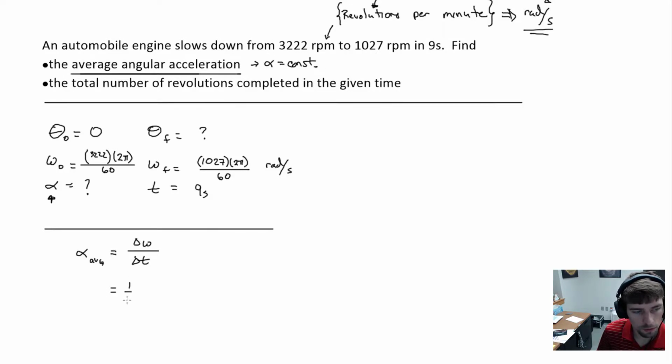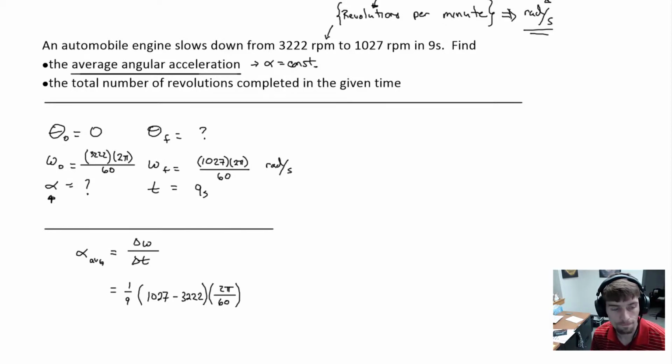Well, let's go ahead. We get alpha equals, well, this is 1 over 9 seconds. And what I'll do is I have 1027 minus 3222, and that quantity multiplied by 2 pi over 60. Right? And go. Say, who can calculate it out faster? So I get something like negative 25.5 radians per second squared. And there's my value of alpha.